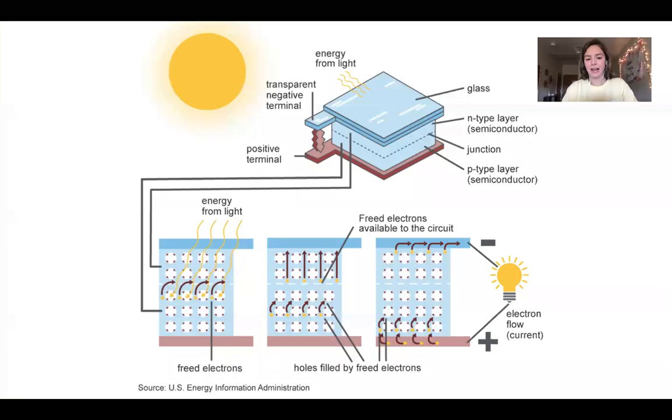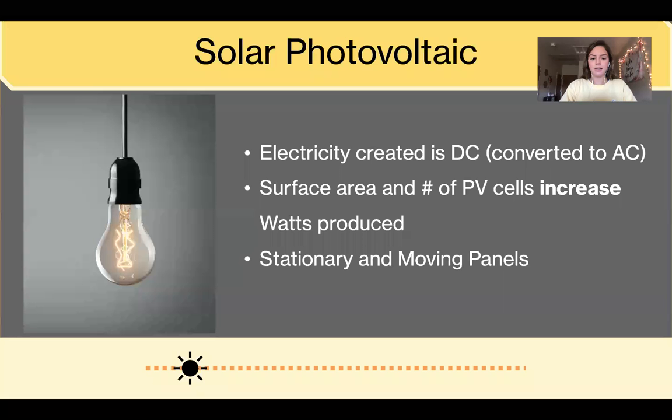So here's a little diagram that explains how the actual process works. So energy is absorbed through the glass into the semiconductor layer. And what that semiconductor layer is, it pulls apart the protons and the neutrons and then the electrons. So the electrons end up going through and start flowing. And we know from science that once the electrons start flowing, that's when you've started to create electricity, which is what we use. Now, electricity that's created is DC.